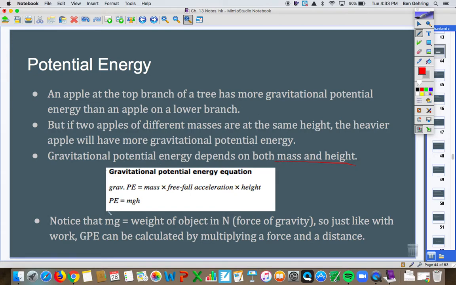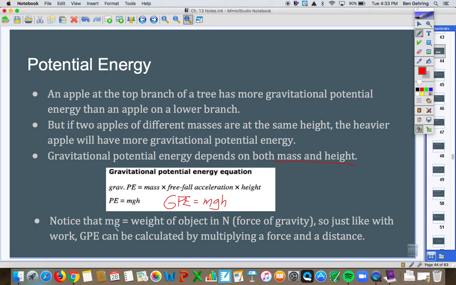So your equation for potential energy is mass times gravity times height. I always write it out. I have two sets of three. So I have GPE for gravitational potential energy equals mgh for mass, gravity, and height.